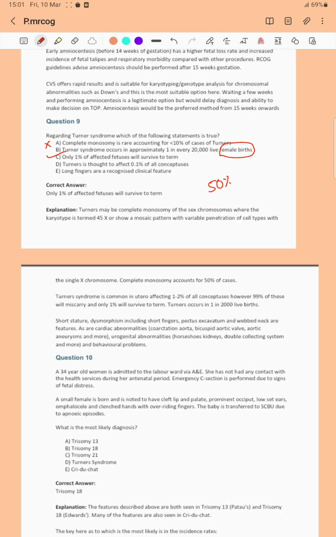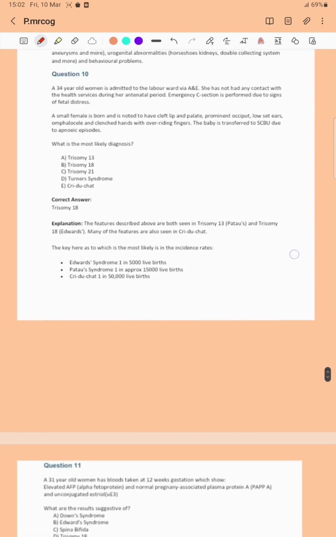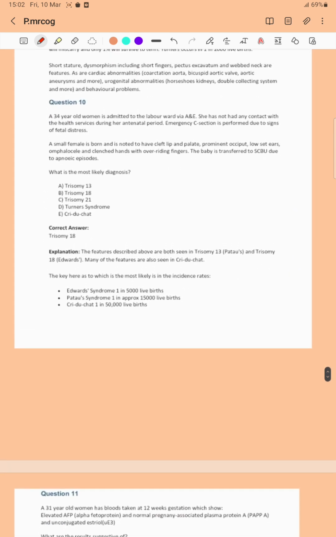And next, short stature and dysmorphism, including short fingers, pectus excavatum, and web neck, are features. As are the cardiac abnormalities: coarctation of aorta, bicuspid aortic valve, and aortic aneurysms, and the urogenital abnormalities: horseshoe kidneys, double collecting system, and more. And behavioral problems can be present with Turner syndrome.